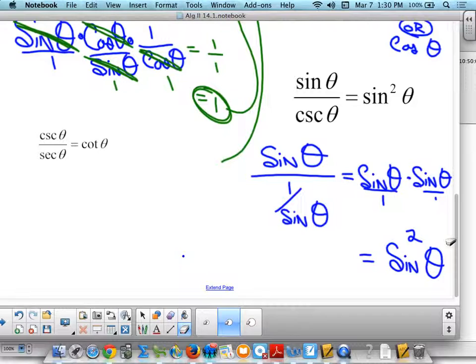Here's the deal. When you take a number and divide by a fraction, don't do it. Take the numerator times the reciprocal. Got it? Here we go. Prove to me cosecant divided by secant is cotangent. Go.